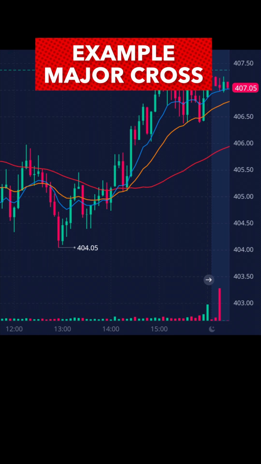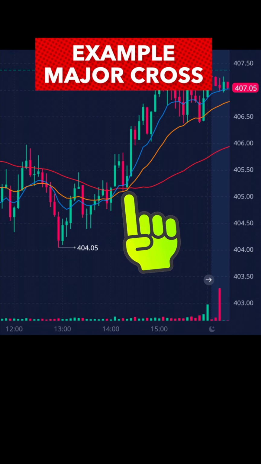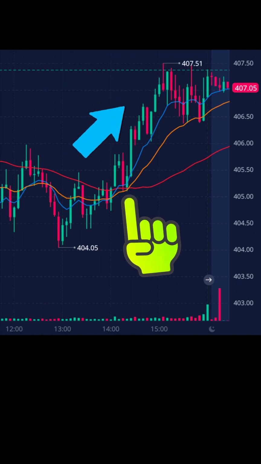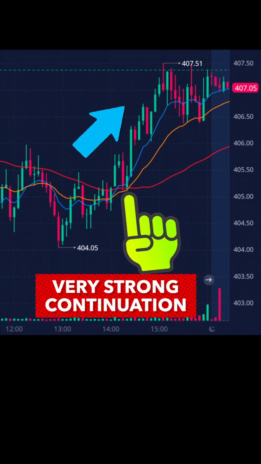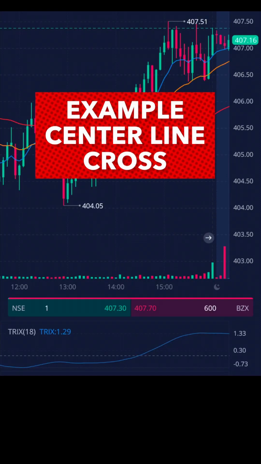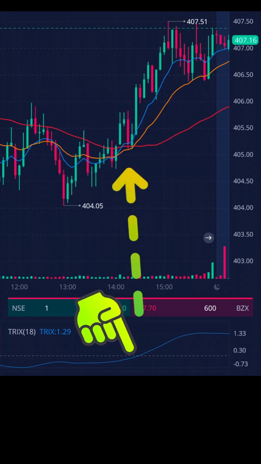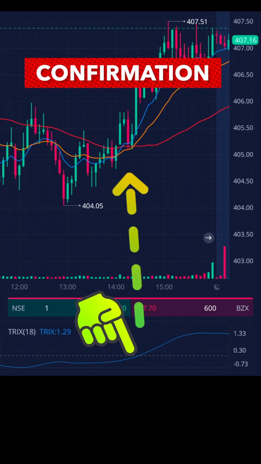So here's an example of the difference with something crossing over a major signal line. As you can see here, we have moving averages and we have a definite cross to the upside with price action moving to the upside as well. This would be a fantastic signal based off of crossing over major signaling lines. In the next example, we have crossing over a center line. Down here we have the TRIX, and you can see that it's correlating with the main chart and the moving averages with the cross, giving that confirmation.